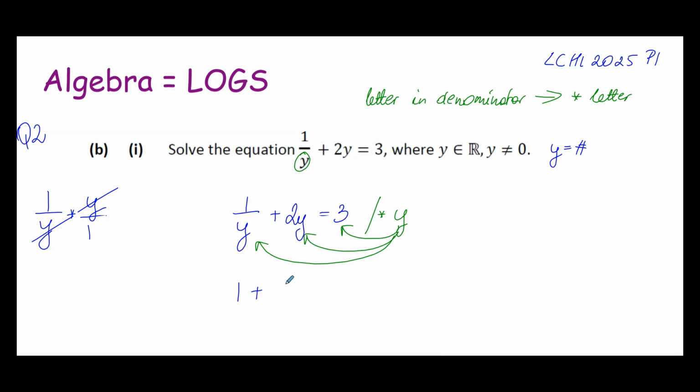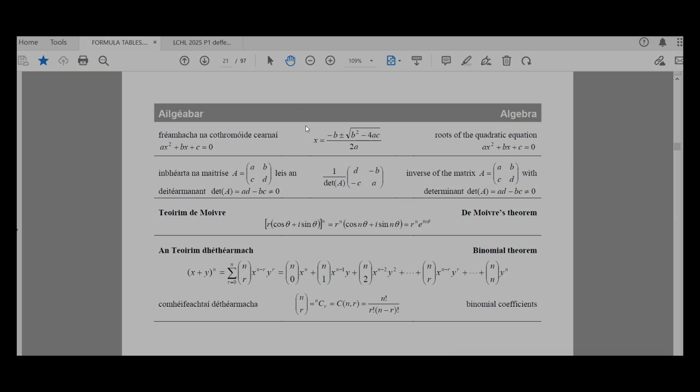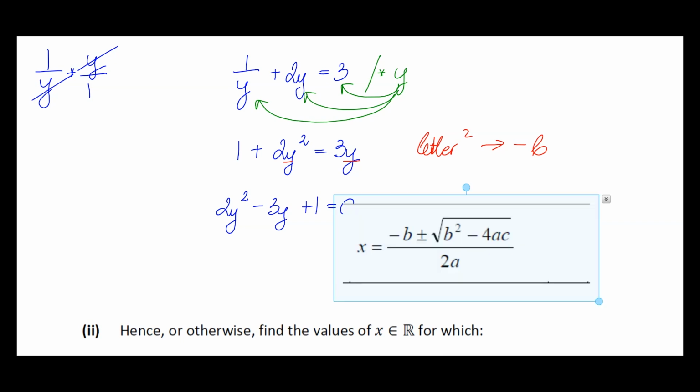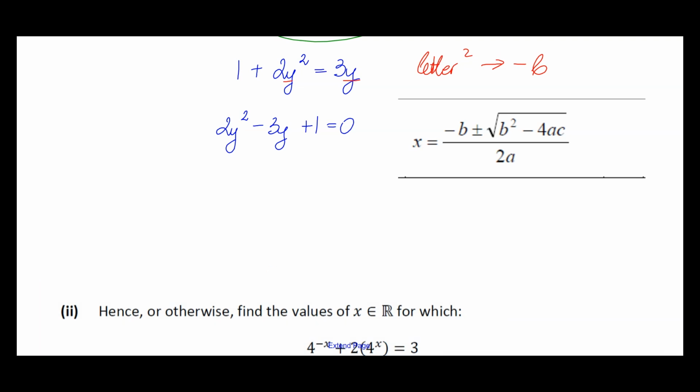So here we have 1 plus y to the power of 2 equals 3 multiplied by y. We're saying, okay, letter to the power of 2, we think about what? The minus b formula. I have my y. That means I need to move all the values to one side of the equation. It doesn't matter which side, but if I am moving any item to the other side, I change the sign. And now, our minus b formula, let's get our formula. All I need to do is identify a, b, and c.